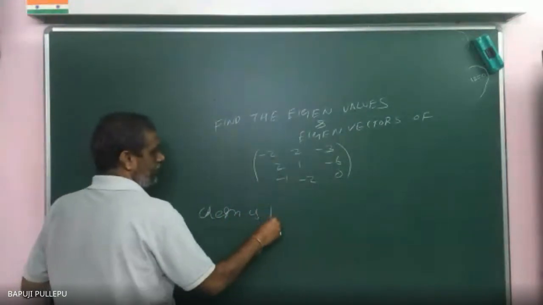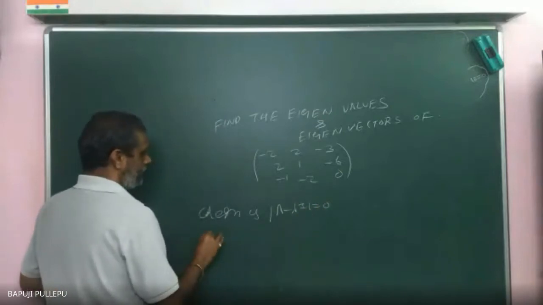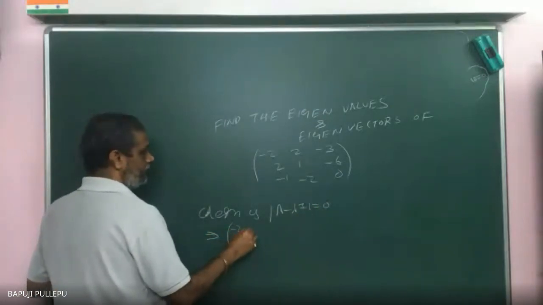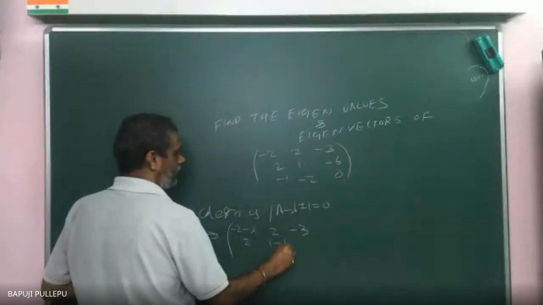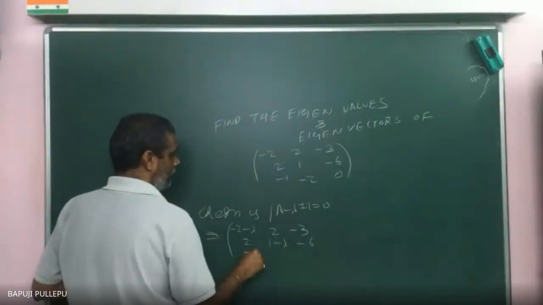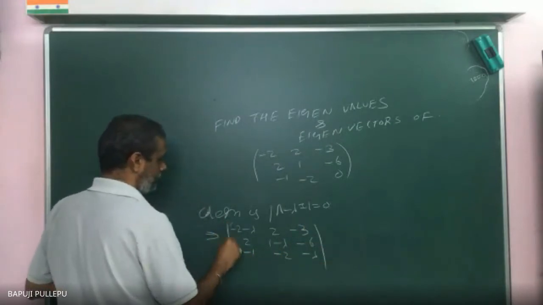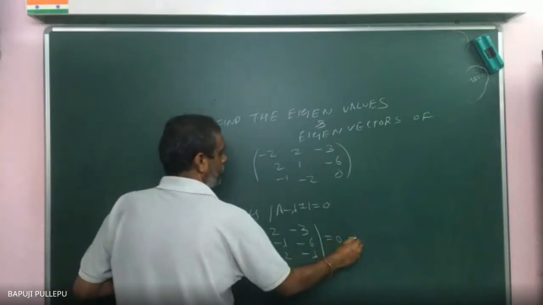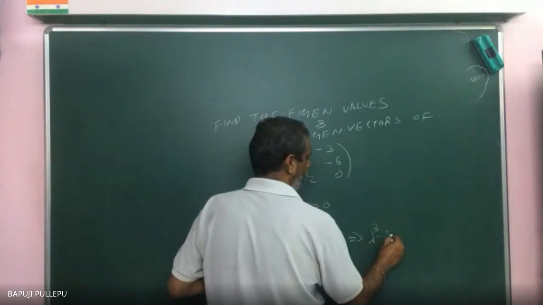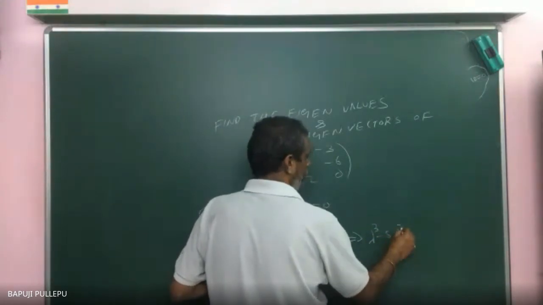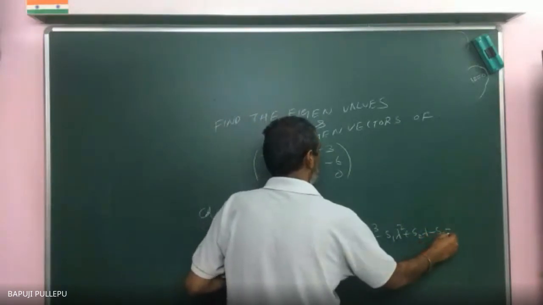The characteristic equation is what? Determinant of A minus lambda I is equal to 0. It implies determinant of the matrix with rows (-2 minus lambda, 2, -3), (2, 1 minus lambda, -6), (-1, -2, -lambda) is equal to 0. Sorry, it's a determinant, not a matrix. This implies lambda cube minus S1 lambda square plus S2 lambda minus S3 is equal to 0.